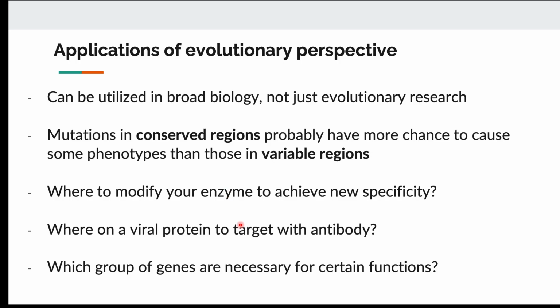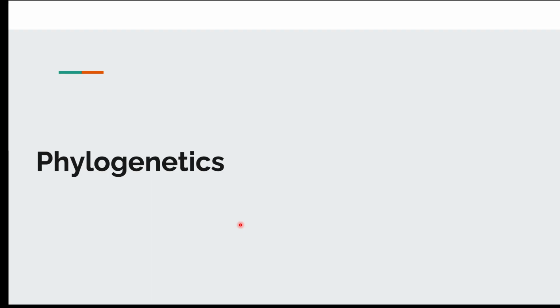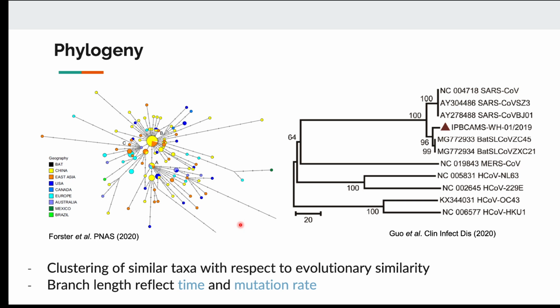Good. So now let's talk about the computational techniques that we need to know in order to be able to analyze the data. The most fundamental technique is phylogenetics. Phylogenetics is the study of the evolutionary relationship between organisms. Basically, we want to reconstruct this type of tree. You might have seen a lot of these before.